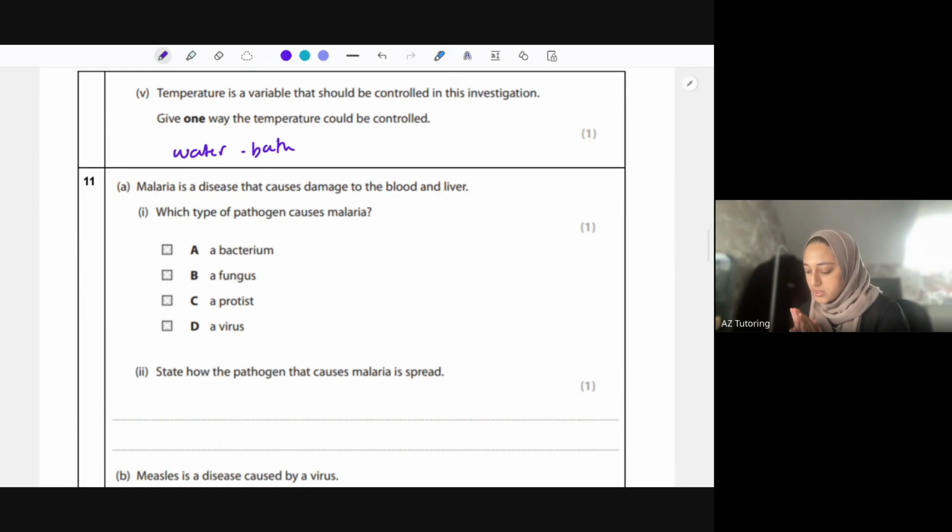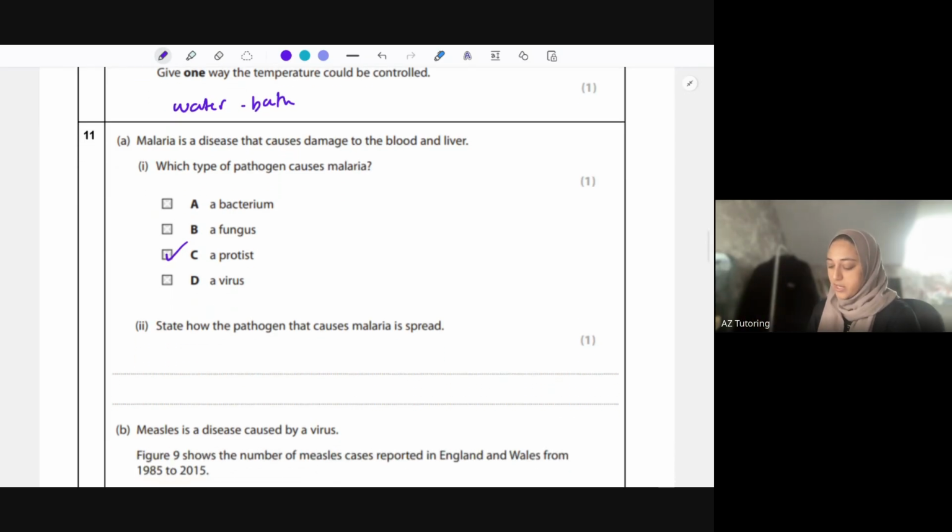Okay, so malaria is a disease that causes damage to the blood and liver. Which type of pathogen causes malaria? You should know that's a protist. So remember, the mosquito carries a protist, but the mosquito isn't actually the protist. It's a vector that carries it. So it says here, state how the pathogen that causes malaria is spread. Well, it's spread through the vector mosquitoes, essentially, by vectors. And these vectors are the mosquitoes. Yeah, so that's how it's spread.